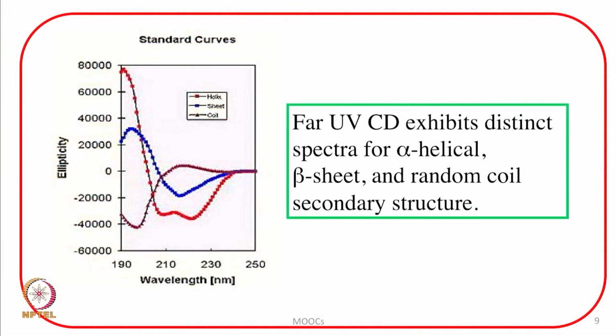Now, these are the far UV CD characteristics for alpha helix. The red one, you see two bands, two negative bands. This kind of spectrum is characteristic of alpha helix. Beta sheet is showing one negative band and one positive band here, and the random coil is showing a negative band. The numbers were given in the table that I showed in the previous slide. Now, let us take a look at the next slide.